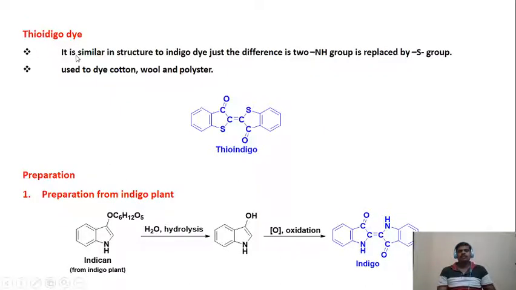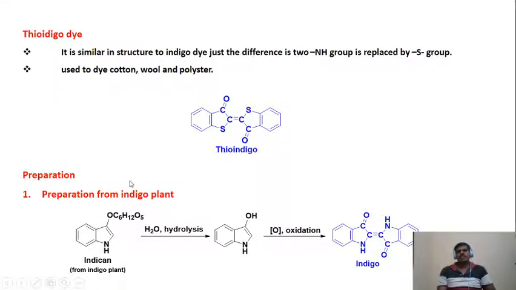Now thioindigo dyes. What is the specialty of thioindigo dyes? It is similar in structure to the indigo dye, just instead of the nitrogen in the indigo dye, sulfur is present. The NH group is replaced at the 2 position by a sulfur group in the thioindigo dye. Rest of the things are the same, and these are used to dye cotton, wool and polyester.